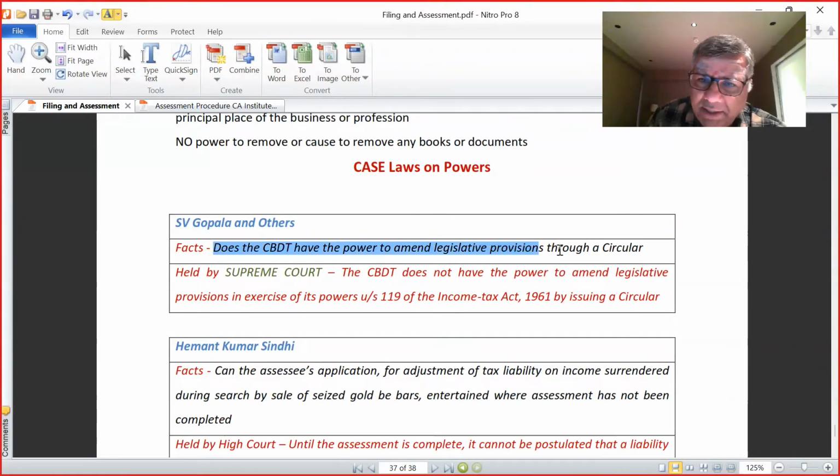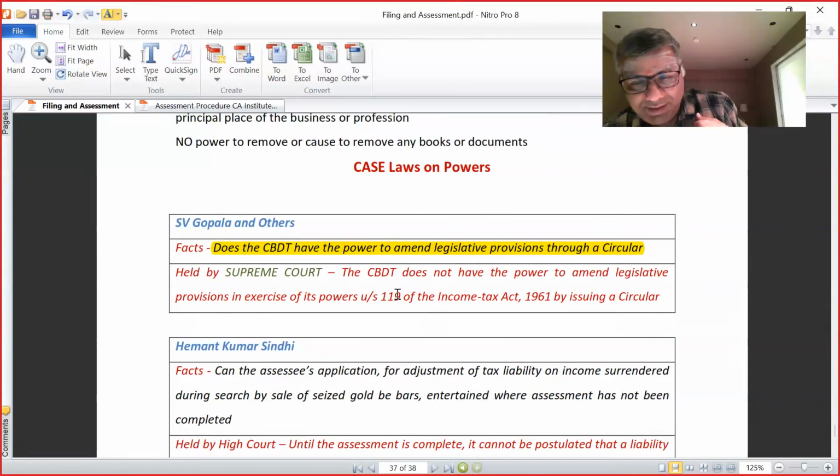Can CBDT amend the legislation through a circular? Circulars are internal communication now, sir. CBDT gets the power from the act. How can they amend the act? Amending the act is that of the parliament. CBDT does not have the power to amend the act provisions. As our friend was saying, it is only a subordinate body. How to do the procedural aspect of the law only can be said by CBDT. CBDT does not have the power to amend the law.